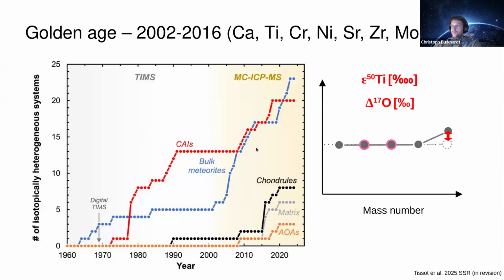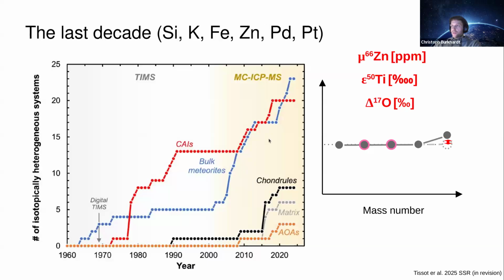Now in the last 10 years or so, there are still more anomalies discovered, more elements that show anomalies. But now we are usually going into the ppm world. So the isotope variations become smaller, but our machines become better and we can still resolve them. Also, what happened in the last 10 years is that there's now more concentration on components of chondrites, like chondrules or matrix or amoeboid olivine aggregates, that are also investigated for isotope anomalies.